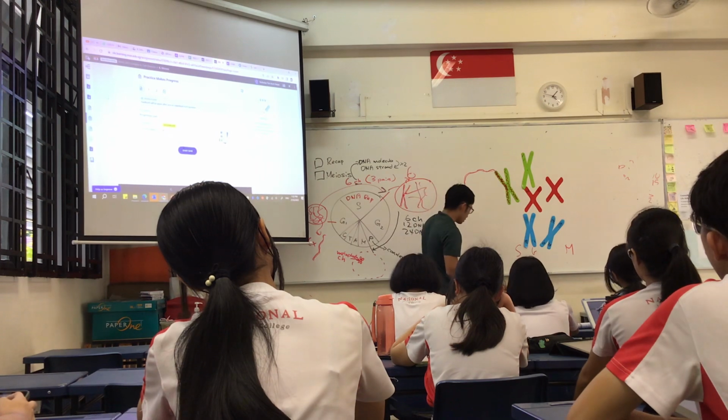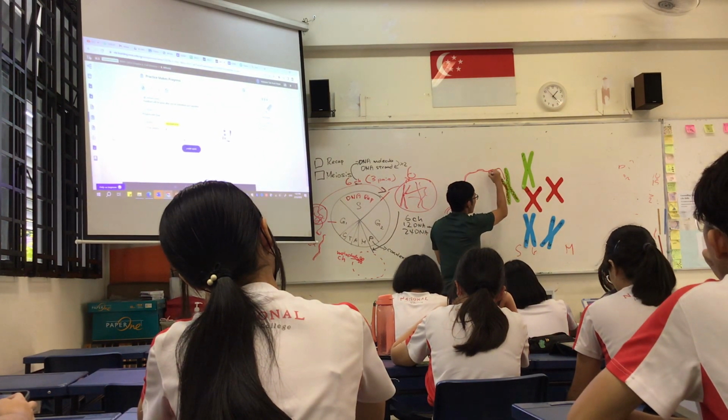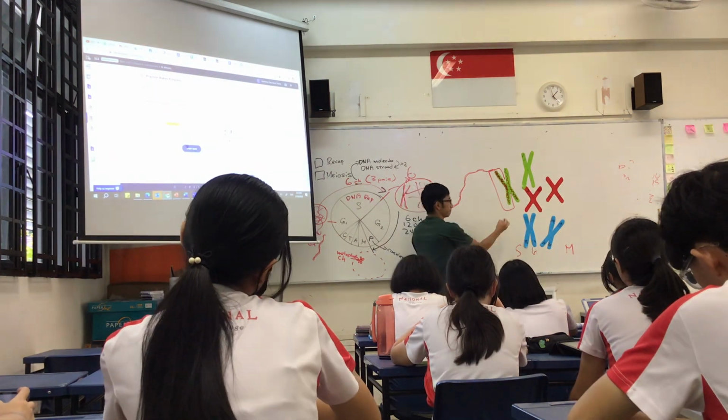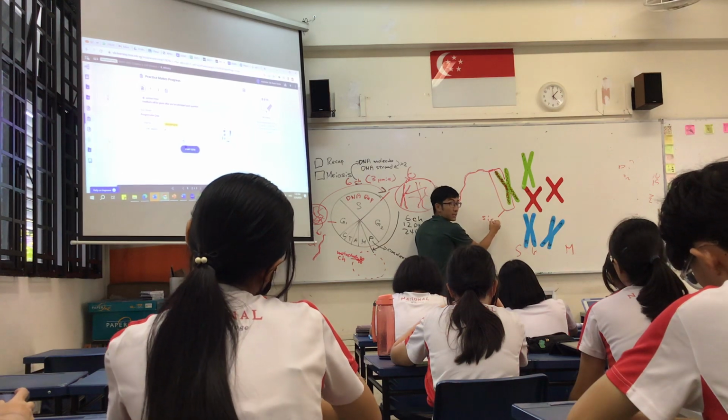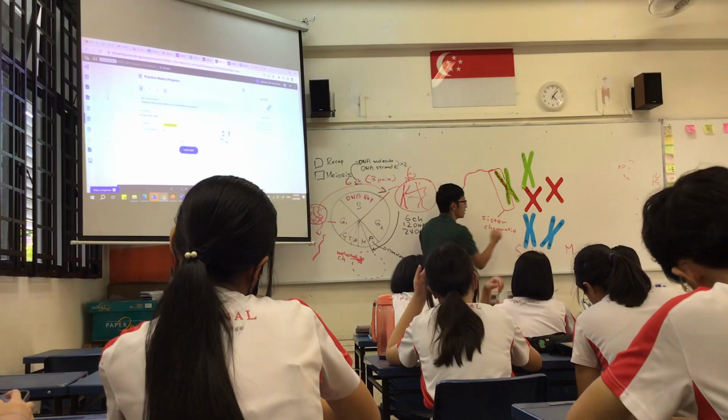Some additional terminology you may have encountered. What do you call just one half of a metaphase chromosome? Is sister chromatid. Okay, so this is a vocabulary you need to be familiar with.